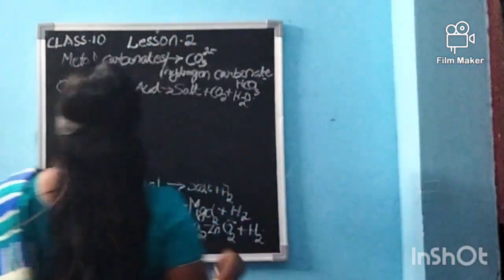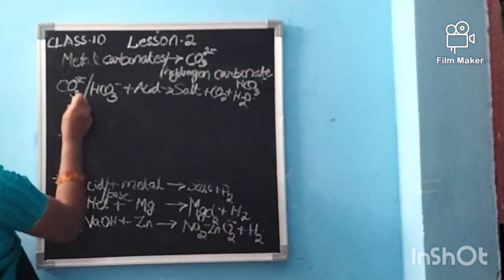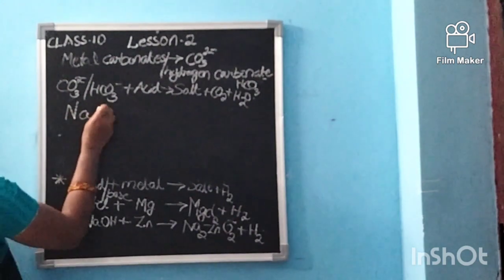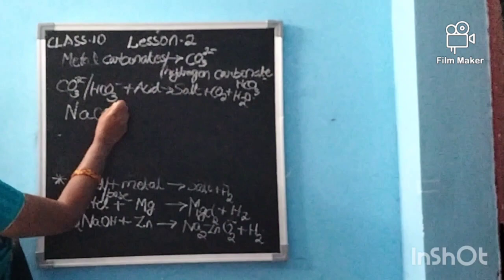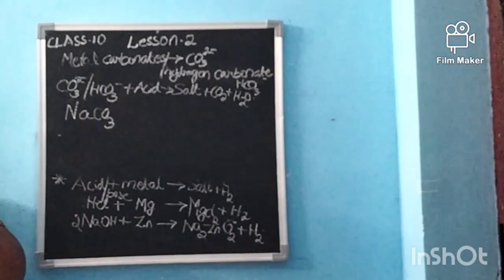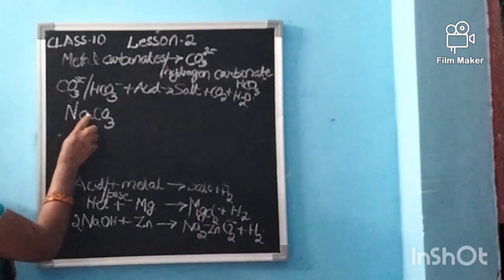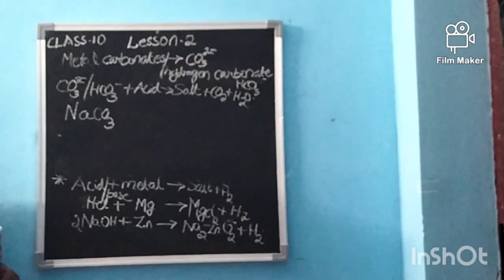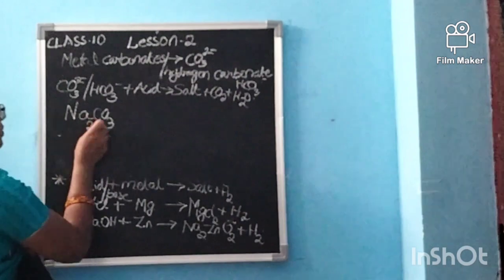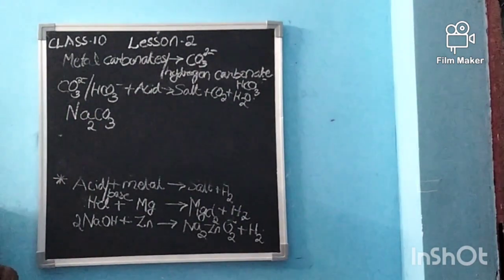So here, see, I am adding sodium and CO3. Here the 2 minus has to be nullified. So how many sodium has to be added? Sodium is able to donate only 1 electron, and here the 2 negative charge has to be nullified. So how many sodium has to be added? 2. Na2CO3. Is it easy?